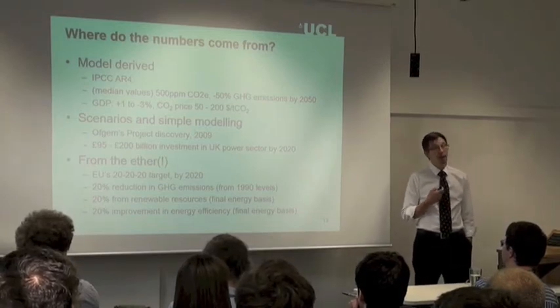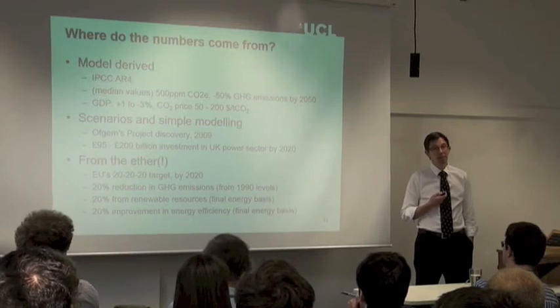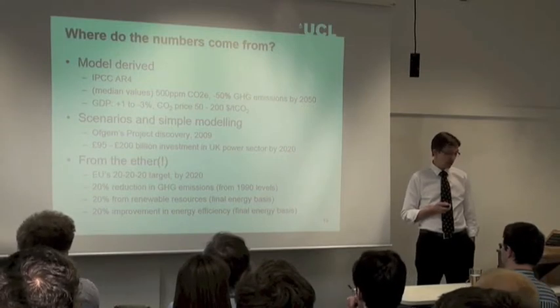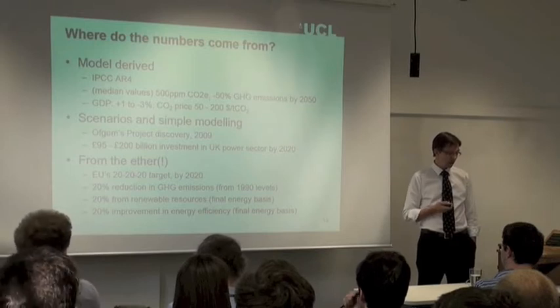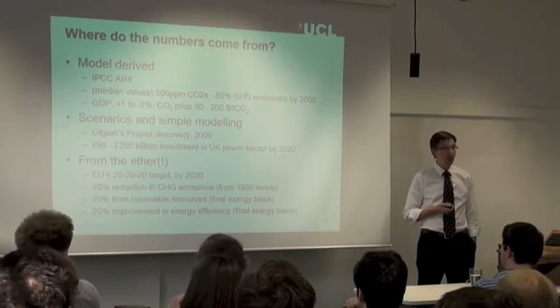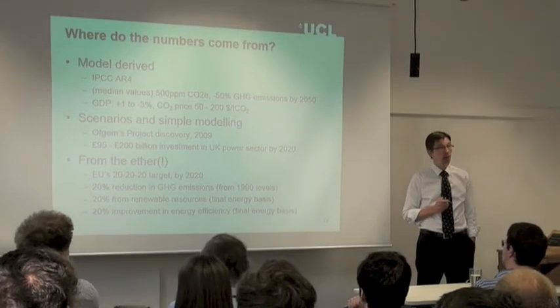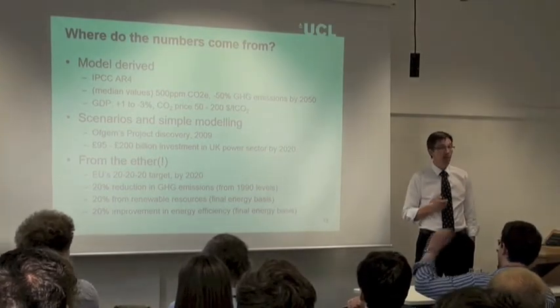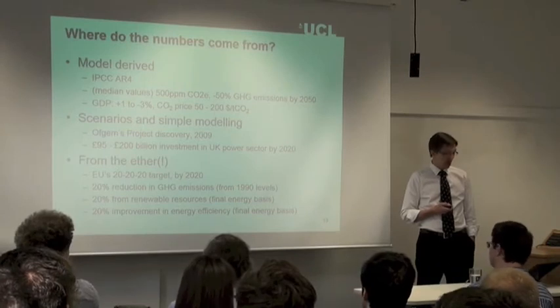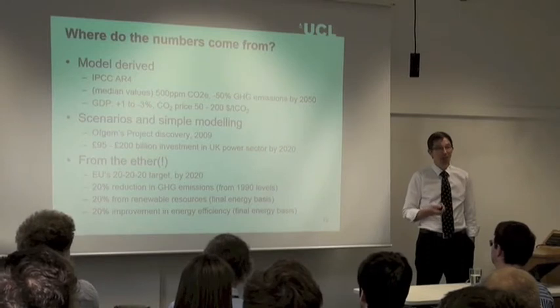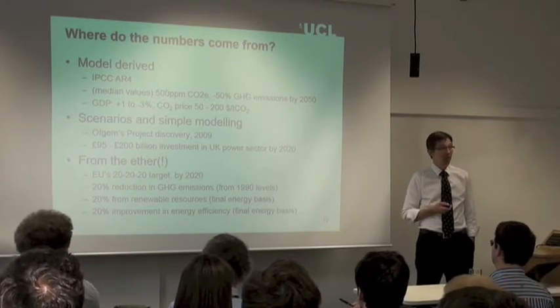Another way you can do it is to have some very simple modeling, dare I say it, an Excel spreadsheet, and go through a number of scenarios, which Ofgem did for its Project Discovery in 2009. They came up with a range of 95 to 200 billion pounds of investment required in the UK power sector by 2050. That 200 billion number has had a lot of press coverage, although the basis for it is relatively simple. But that itself is still an improvement on, for example, the EU just making up targets, as far as I can tell, with no rhyme or reason apart from the fact it sounds good.